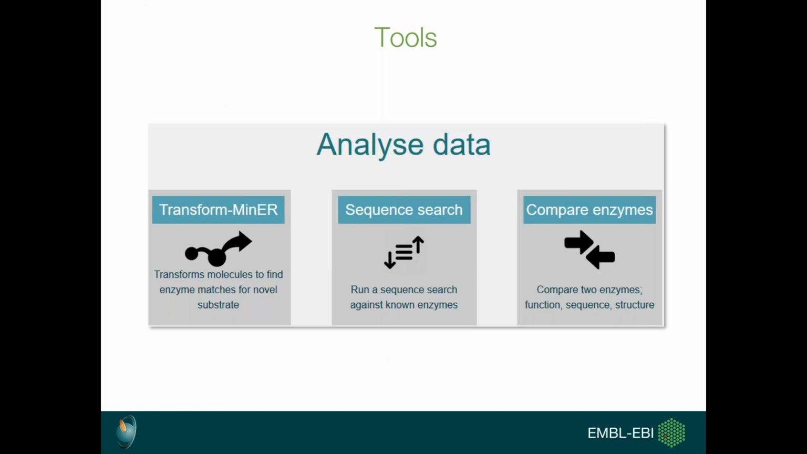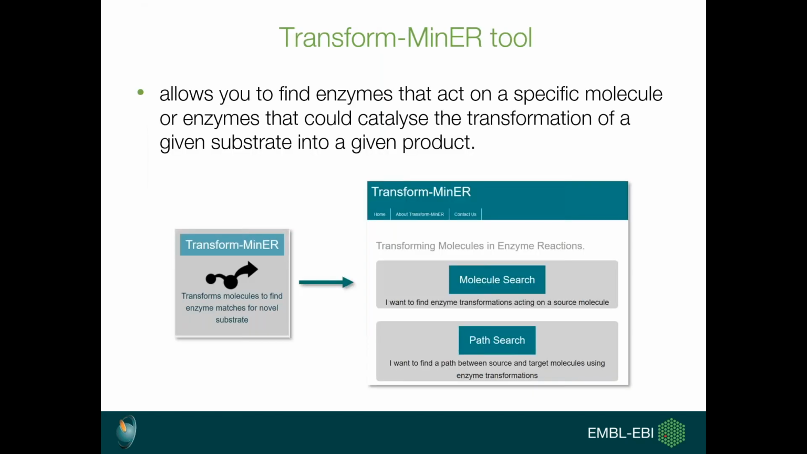Besides the two types of search that I just described, the Enzyme Portal also provides tools to analyze data. The Transform Miner tool was developed by Janet Thornton's group at the EBI, and this tool allows you to find enzymes that act on specific molecules, or enzymes that could catalyze the transformation of a given substrate into a given product. If you are interested in this tool, you can find more information about it on the Transform Miner website.